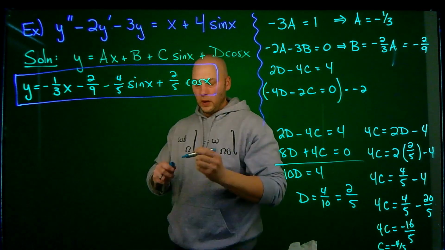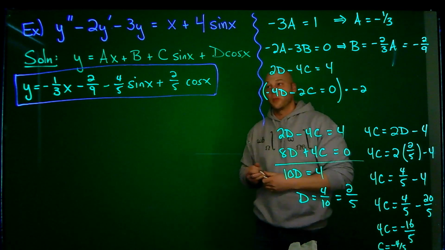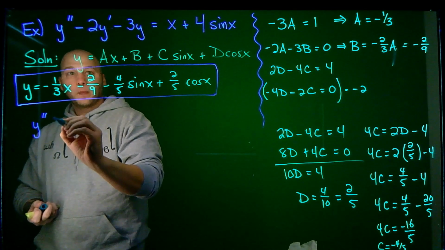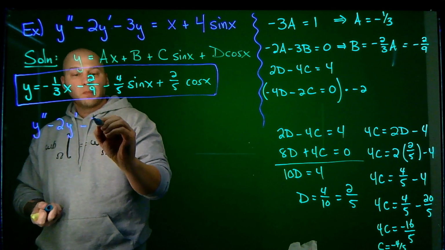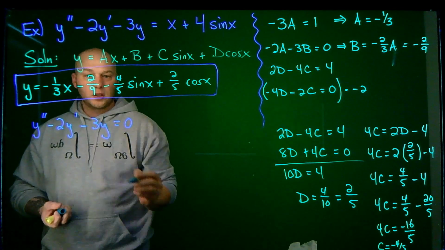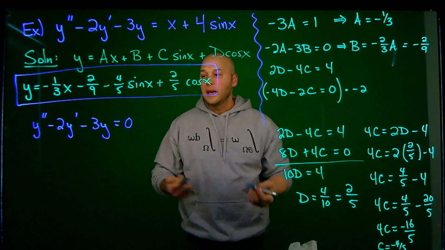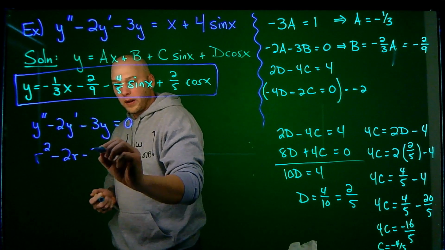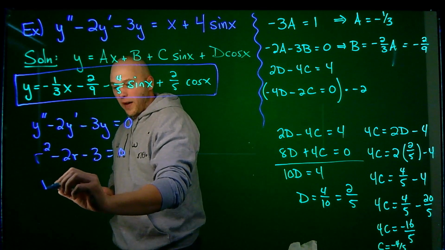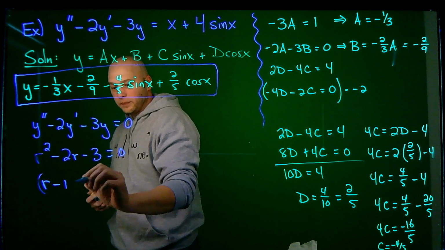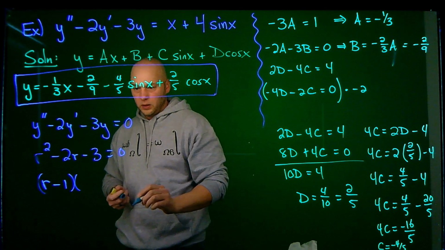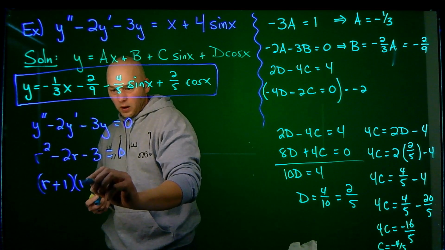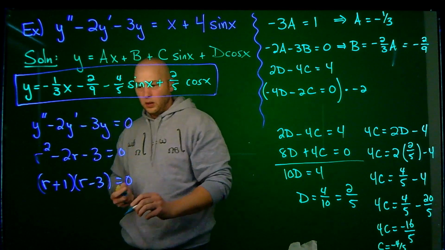Now what we have to do is find the solution to the corresponding homogeneous equation, which again is y double prime minus 2y prime minus 3y is equal to 0. I just take the differential equation, set it equal to 0. Characteristic equation, r squared minus 2r minus 3 equals 0. That factors as, let's do r plus 1 and then r minus 3 equal to 0.